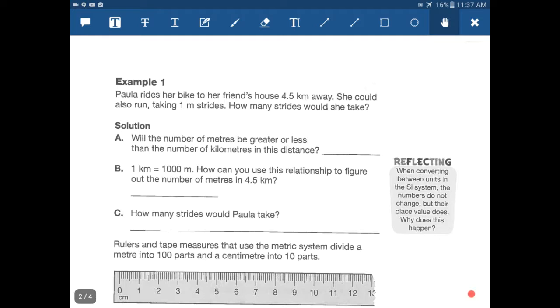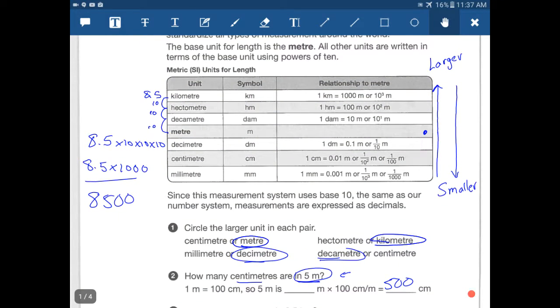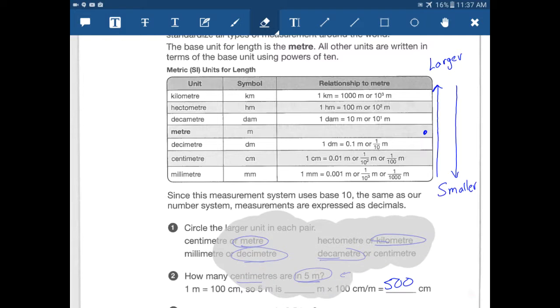Here's an example. Paula rides her bike to her friend's house 4.5 kilometers away. She could also run, taking 1 meter strides. How many strides? Will the number of meters be greater or less? Well, if you look back at your table, remember we're going from kilometers to meters. So is it going to be a higher or lower number? Well, it should get bigger.